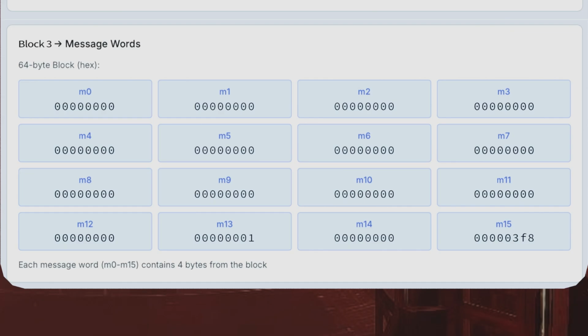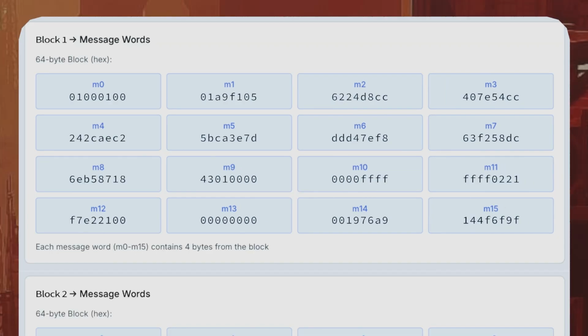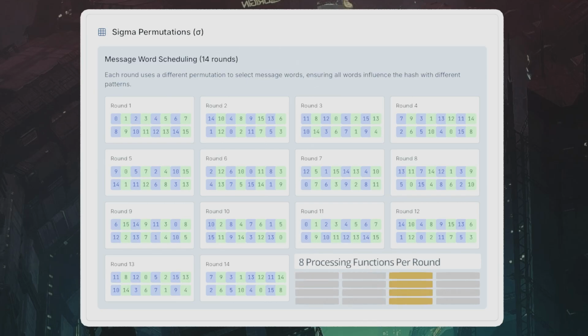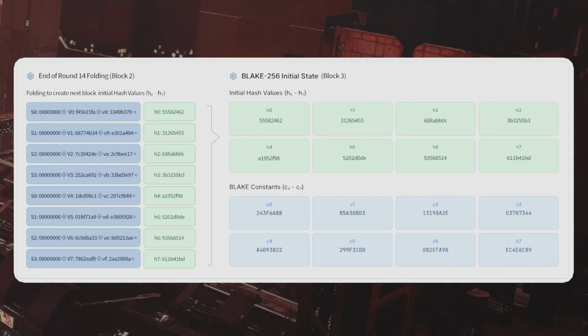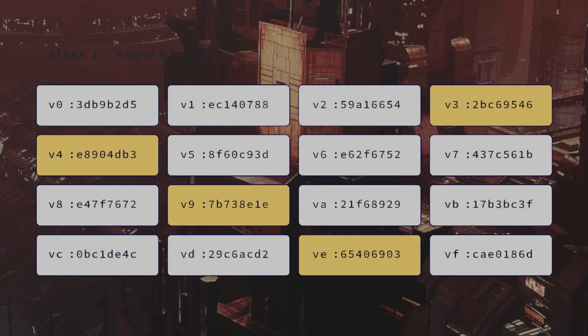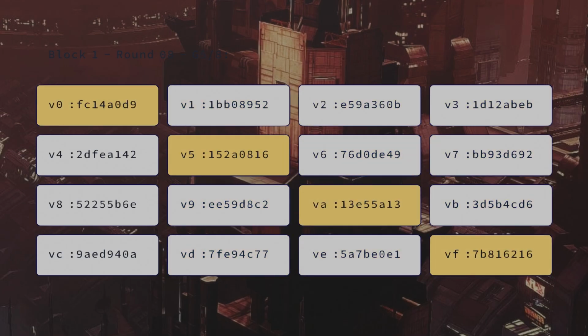The algorithm processes blocks sequentially. Block 1 undergoes 14 rounds of transformation, producing an updated state that becomes the starting point for Block 2, and so forth. The compression operates on a 4x4 matrix of initialized values, executing 8 processing functions, G-steps, per round.